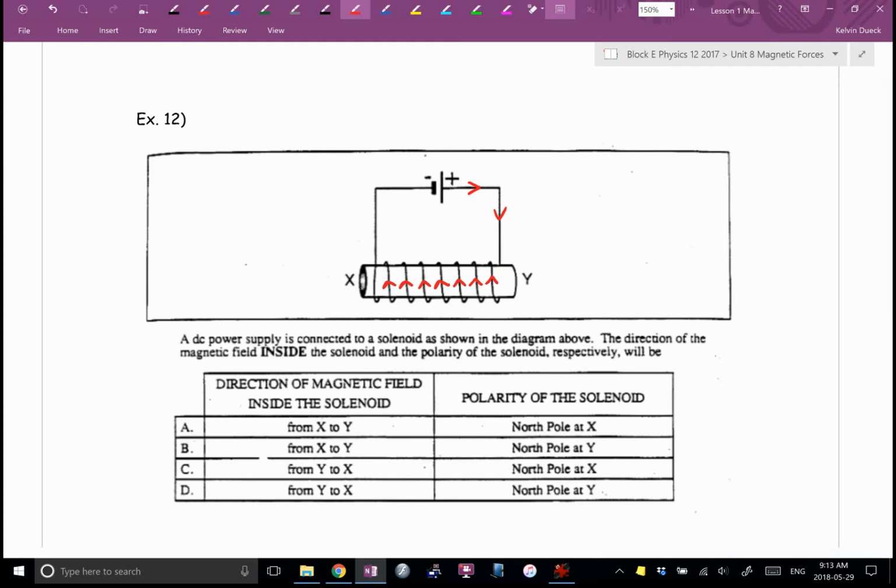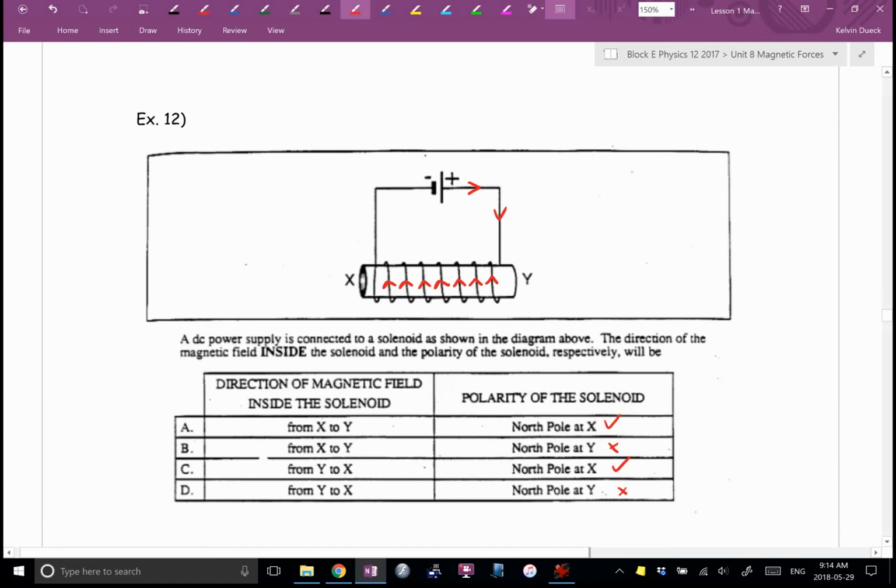So imagine you're holding the solenoid in your right hand. You can only hold it this way or this way. You're certainly not going to hold it vertically. Hold it in such a way that your fingers are curling in the same direction as the current is curling. For me, I think I have to hold it this way, not this way, right? This way. What's north, X or Y? So let's go north pole at X, no. North pole at X, no.